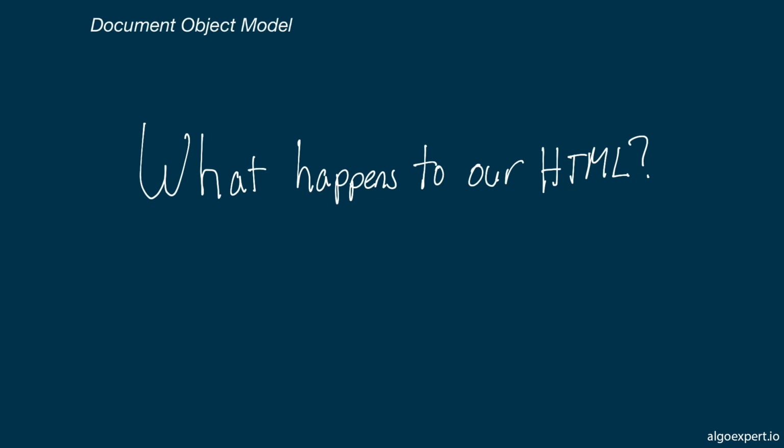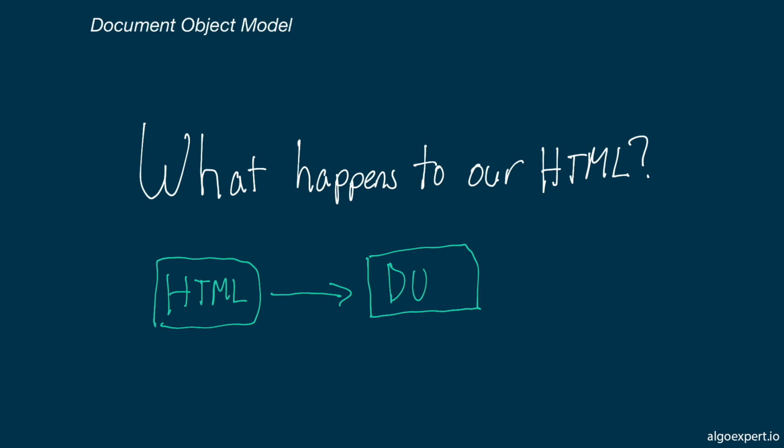So the question we're trying to answer with the DOM is what actually happens to our HTML. First, the browser receives our HTML as a text file, and then it needs to convert that text file into something more usable. Specifically, it converts it into what we call the DOM tree, or the Document Object Model tree. This is a tree-like representation of the contents of our HTML file. From here, it's able to take the DOM tree and use it to generate the actual user interface that we are displaying to our users.